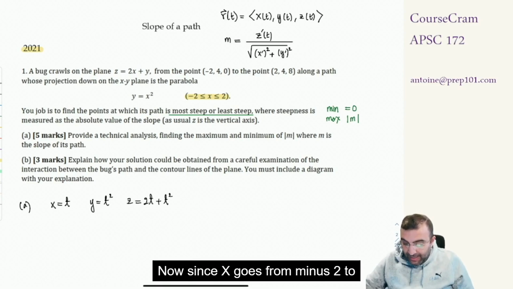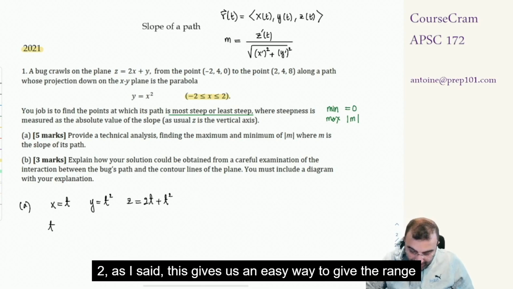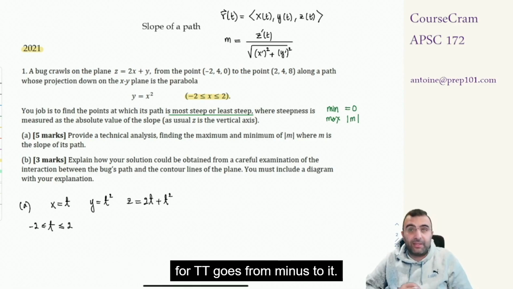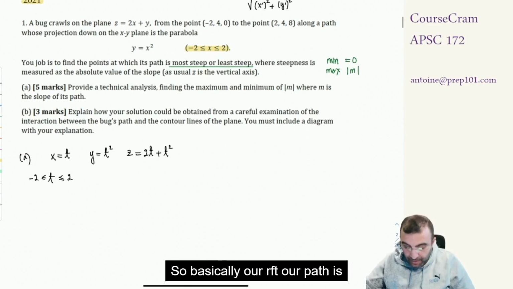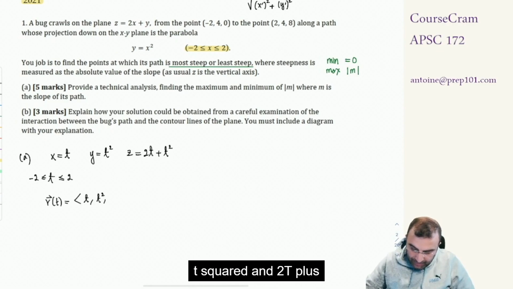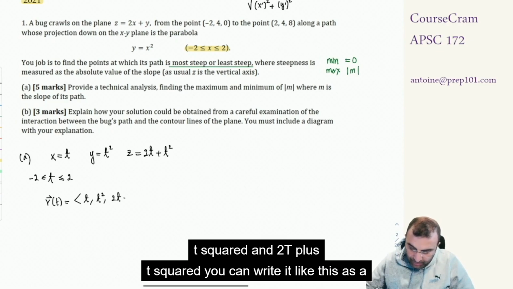Now, since x goes from minus 2 to 2, as I said, this gives us an easy way to give the range for t. T goes from minus 2 to 2. So basically our r of t, our path, is t, t squared, and 2t plus t squared.